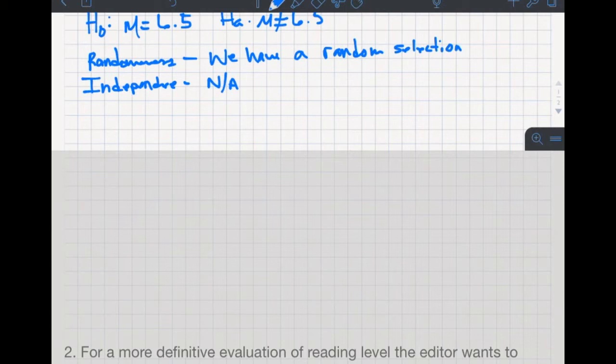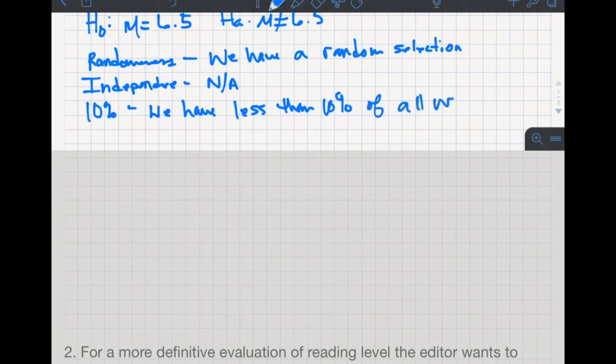The next part would be the 10% condition. It says I want to make sure that I have less than 10% of all words in the book. And we do. So we have less than 10% of all words.